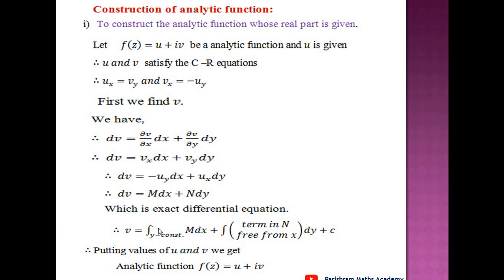The value of this integration is nothing but the value of function v, and therefore by putting the values of u and v we get the analytic function f of z equal to u plus iv. Therefore, when u is given, first we can find the value of v, then putting the values of u and v we get the function f of z equal to u plus iv.